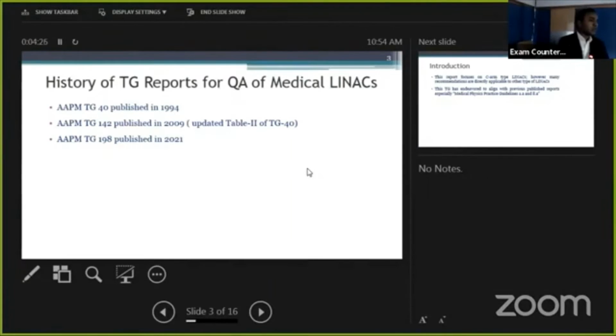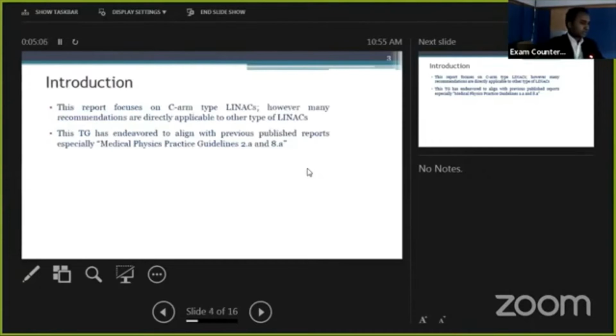So TG142 came. Now most of the centers in Pakistan and all over the world are following this report, and still not all the centers know about TG198, as it was just published last year in 2021, and it's not implemented everywhere. So TG198 is basically the updated version, and it has new add-ins. That is, it contains all the quality assurance and quality control tests of TG142, but it has new add-ins. So I'll be highlighting just those add-ins of TG198 in this presentation.